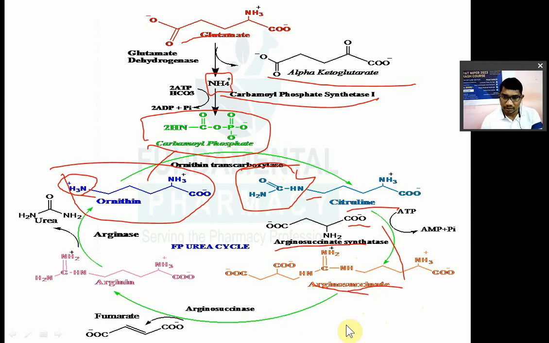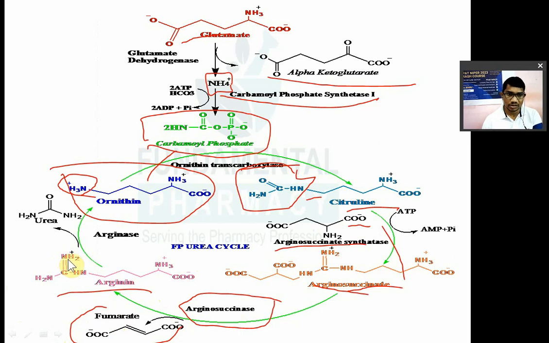After argininosuccinate, it will be converted to arginine by the enzyme argininosuccinase. Argininosuccinase enzyme will convert argininosuccinate into arginine with the loss of fumaric acid. Fumaric acid is lost, and there is conversion of argininosuccinate to arginine. Arginine is a basic amino acid. Here you see NH2, C double bond NH2, NH2, arginine.